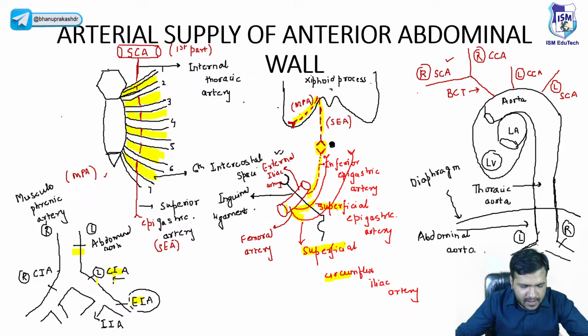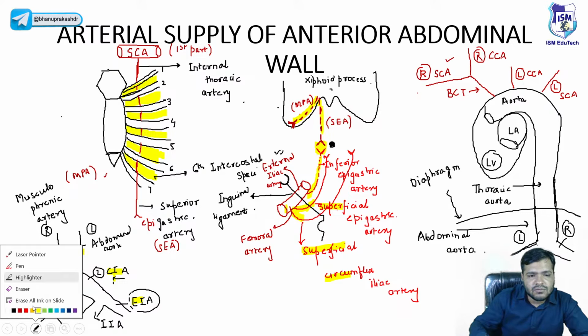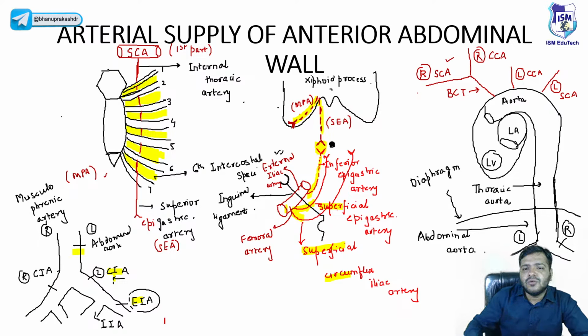Okay beta, this much is clear now. Now in this I just want to draw 2-3 more branches. So here you just have to add 2 more branches. That is the 10th and 11th.